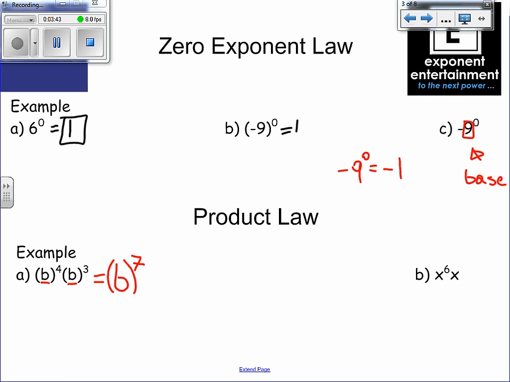We look at question B. We see two bases are the same, x and x, which means we can add the exponents. Don't forget that the second x has an exponent of 1. You just can't see it. So when you add those together, it's x to the power of 7, because 6 plus 1 is 7.